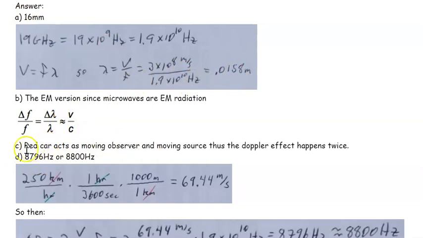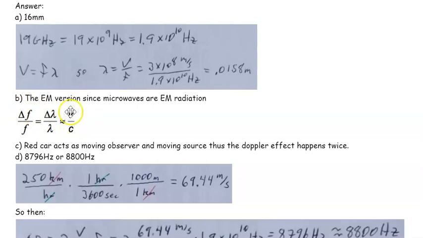The red car acts as a moving observer and then also as a moving source during the reflection. Thus the Doppler effect happens twice, is what I'd like you to say there. Very straightforward. Now they want to see what that change in frequency is. The frequency is really big, times 10 to the 10th. The change in frequency will be very small, and the change in frequency is what they're asking for here. So this delta f is what they want.